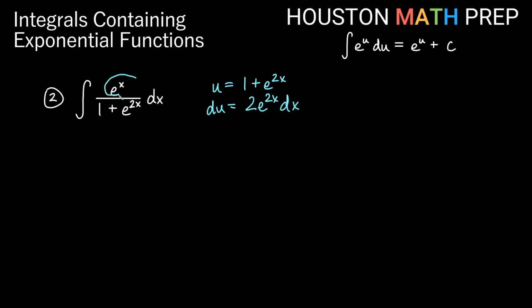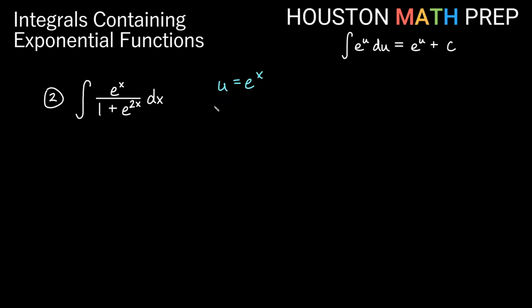Now e to the x dx is not just a constant multiple of 2e to the 2x dx. If this was just an e to the x, we'd have no problem. But we get a derivative that has an exponent of 2x. So we can't do this u substitution here. We need to choose something else. Think about choosing something that has a derivative of e to the x. Let's just choose u to be e to the x.